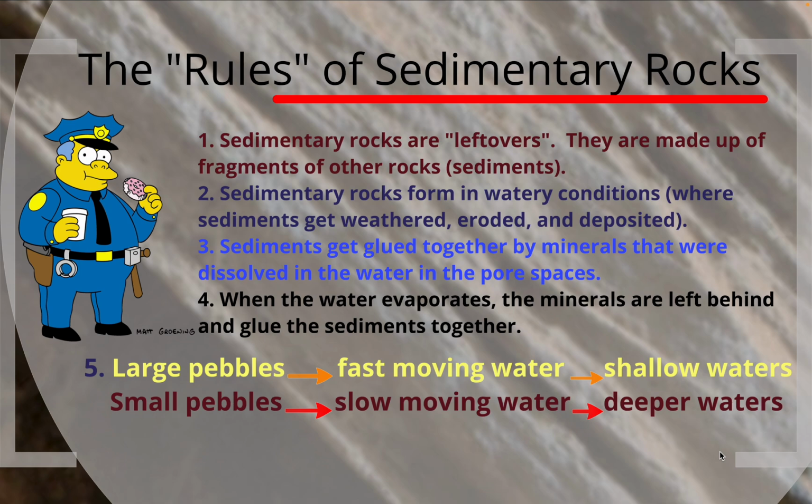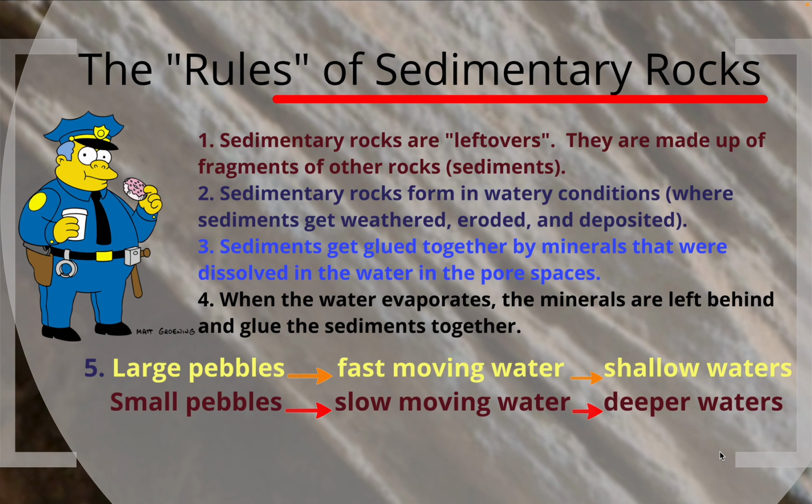The second rule is that sedimentary rocks form in watery conditions. So water needs to be present, and what that does is that creates situations where sediments can get weathered and broken down into smaller pieces. They get eroded, which means they get carried away to someplace else, and then deposited. And that leads directly into the third sedimentary rule, which is that sediments get glued together by minerals that were dissolved in the water in between those pore spaces.